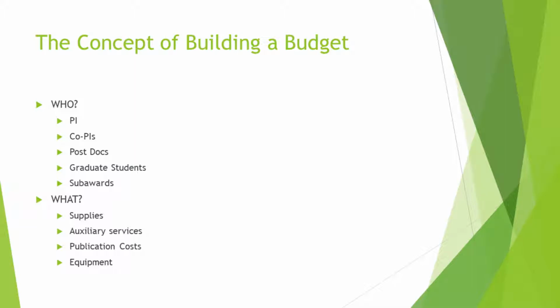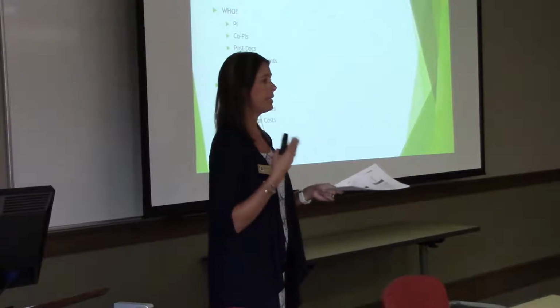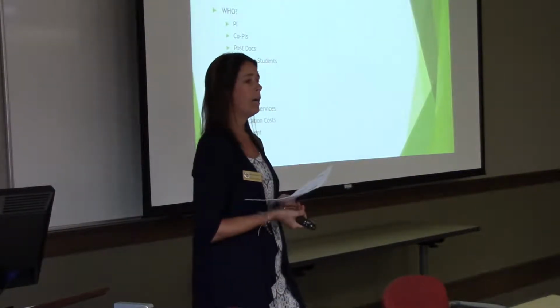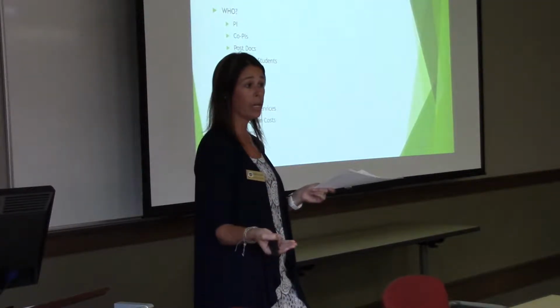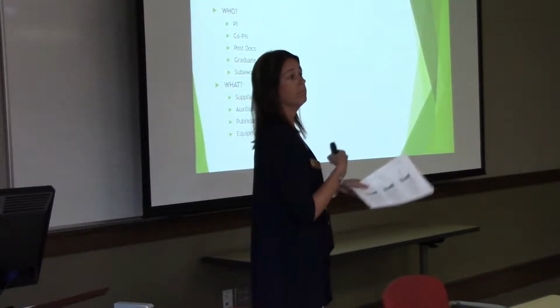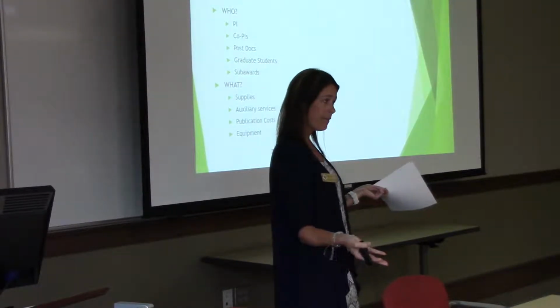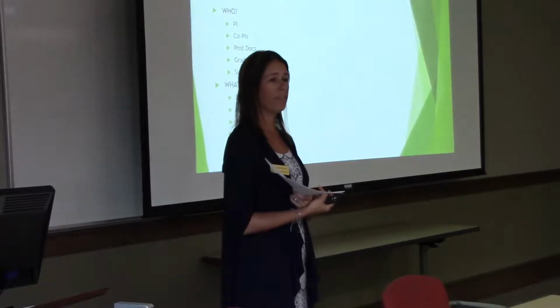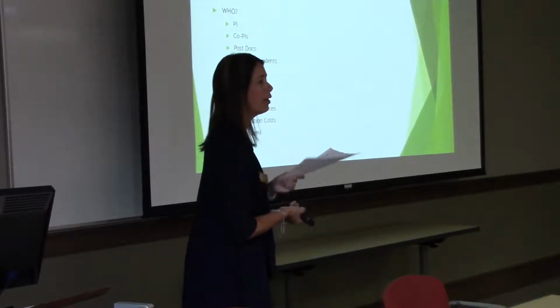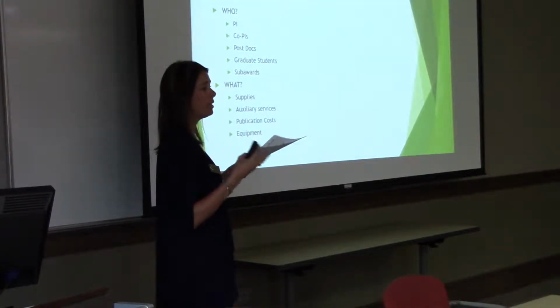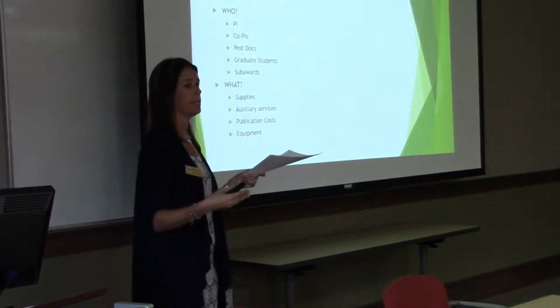And then equipment. This is things that are over $5,000 and have a tangible life of more than a year. Anything under $5,000 can go in your supply category. So if you need a dedicated computer for a graduate student to work on, that can be built into the budget. Most computers these days don't cost over $5,000 unless you're buying something really fancy, so that can go in your supply category. Equipment needs to be actual capitalized equipment.